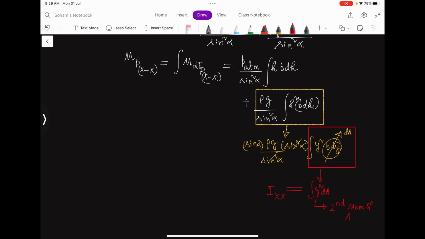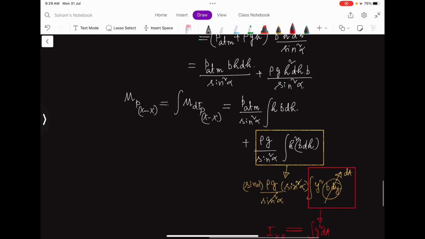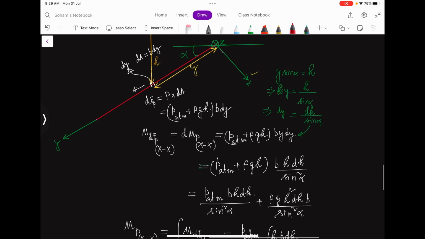second moment of area, not inertia. So this is the second moment of area, and this is nothing but the moment of inertia about the x axis. Okay, so just let this be like this.